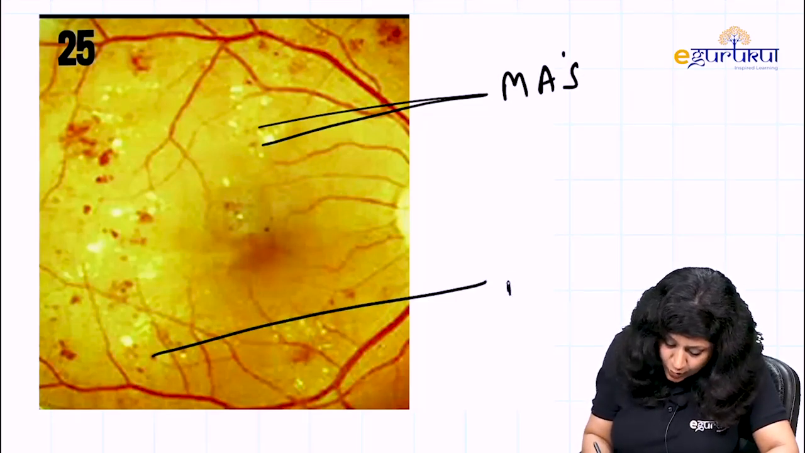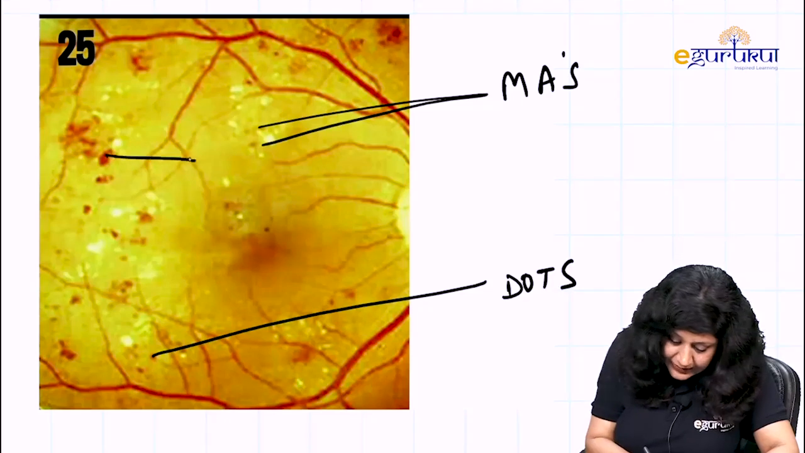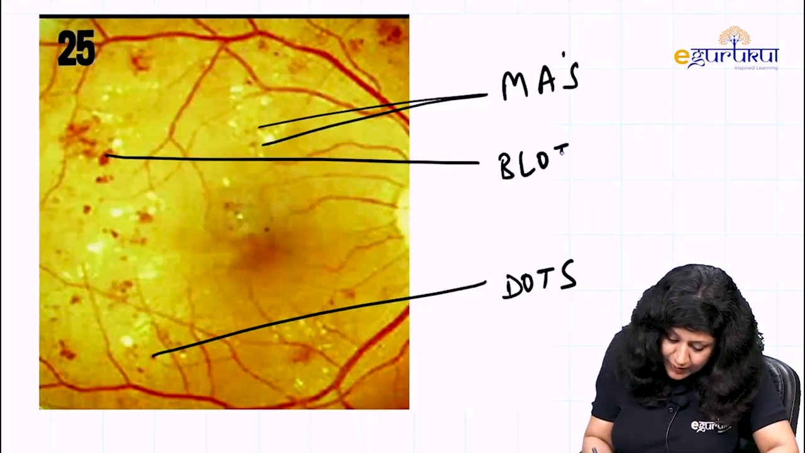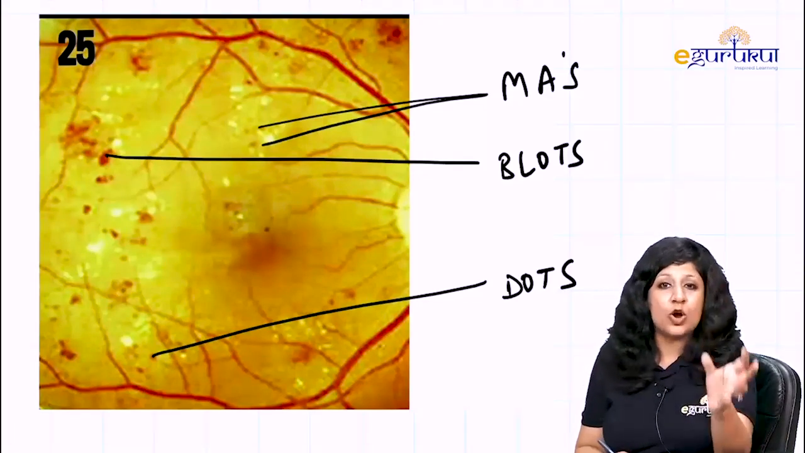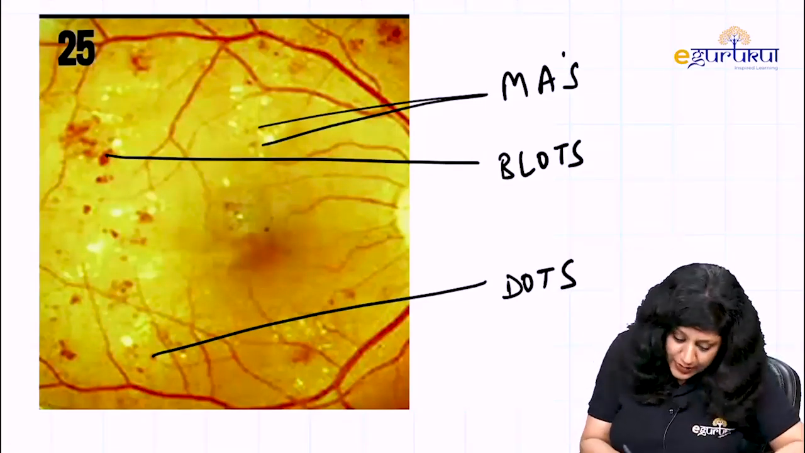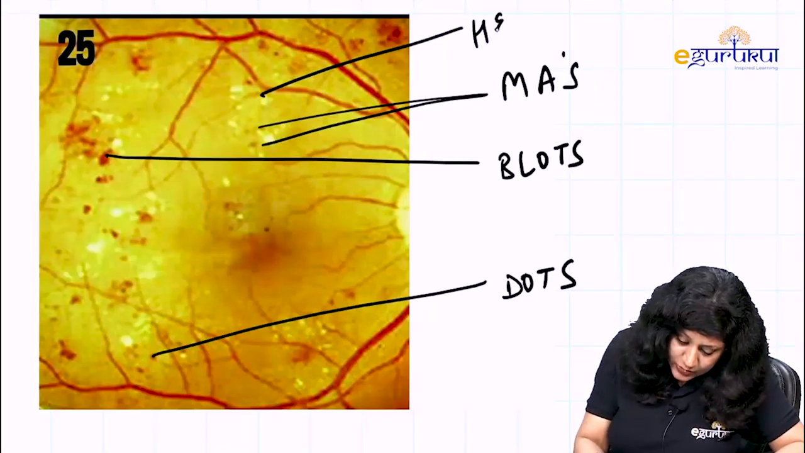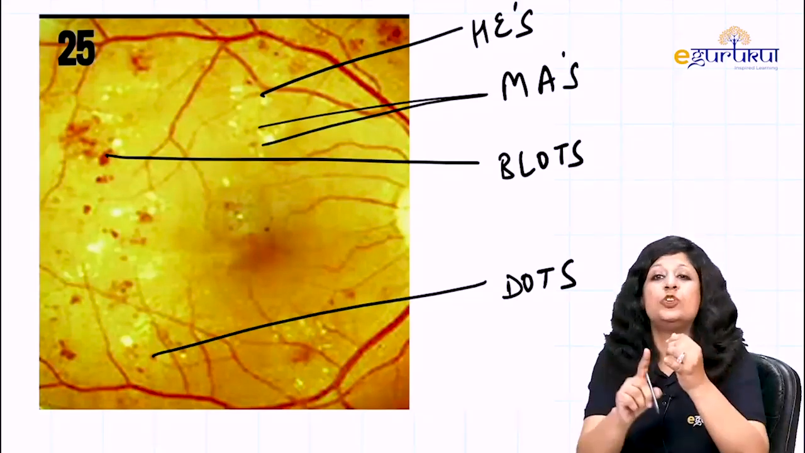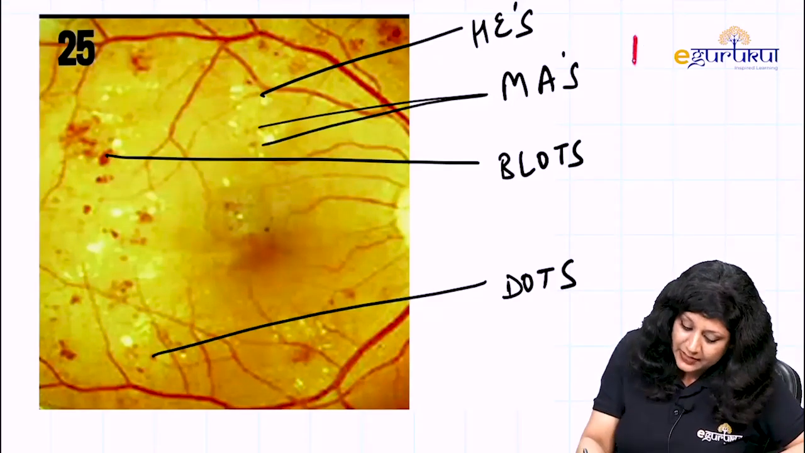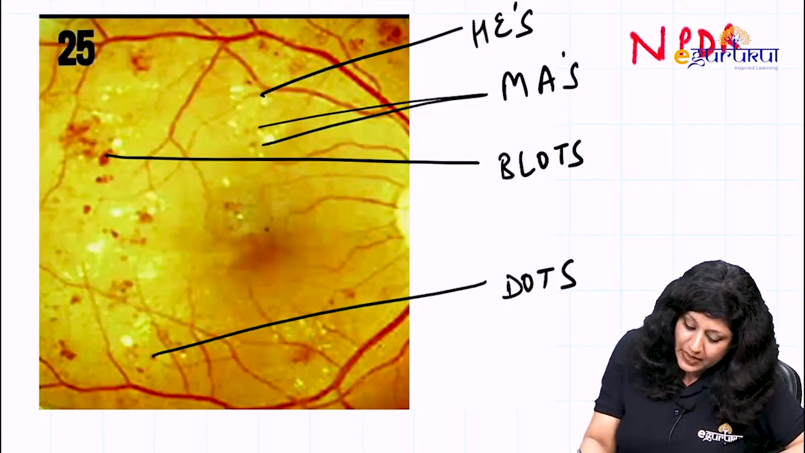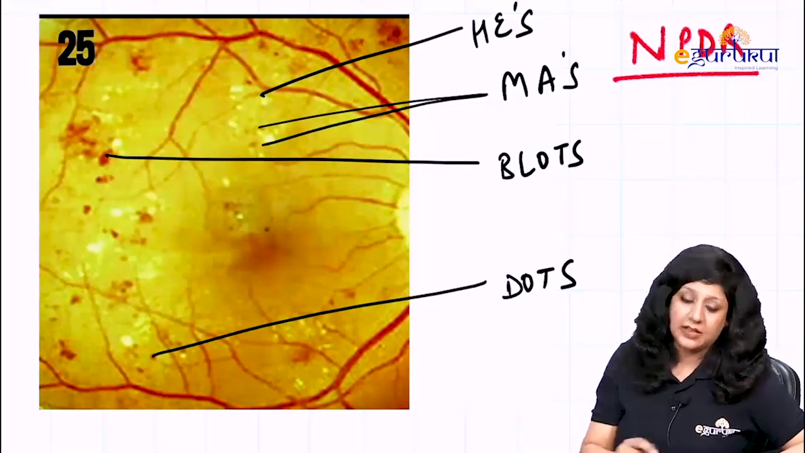Then we have dots, right, and then we have got the blots. So we have microaneurysms, that is your pinpoint hemorrhages, then we have dots also, we have blots also, then you can see the hard exudates, but there is no proliferation. So very clear cut I can say that this is actually the NPDR stage of diabetic retinopathy.